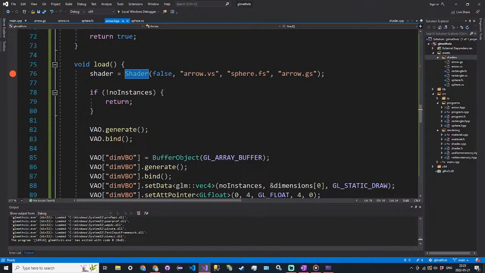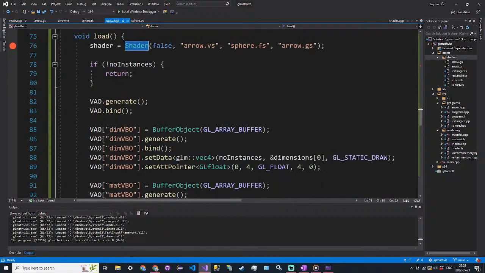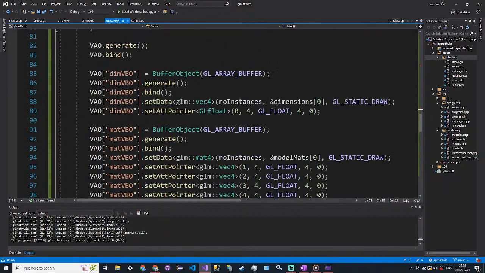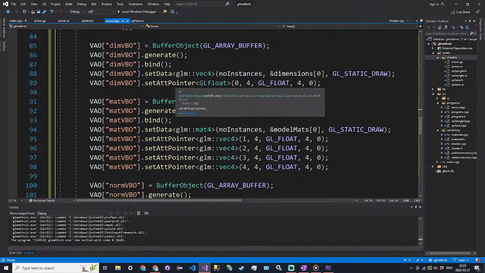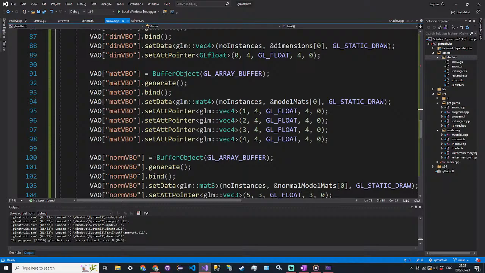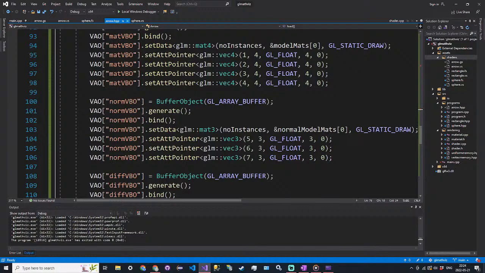All right, so shader, generate bind, array buffer, generate bind, set data, 4D vector, dimensions at 0, set attribute pointer 0, 4, 4, 0, matrix VBO, GL array buffer, generate bind, number of instances, model matrices at 0, static, 1, 2, 3, 4. That looks all good. And it's the same for the normal matrix.